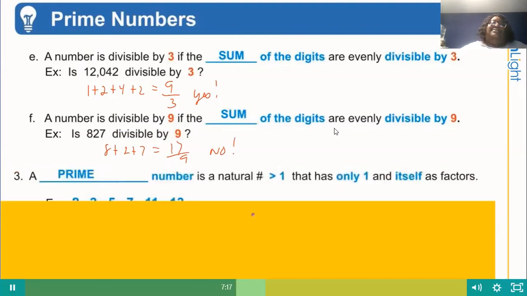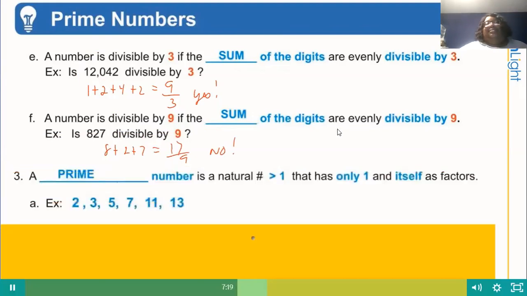Okay, next concept, prime numbers. What is a prime number? It's a natural number. Let's go back to lesson 1. Remember what natural numbers are? Okay, 1, 2, 3, 4, 5 and up, the counting numbers. Okay, so let's go over a little bit more in depth on natural numbers. And I know I've said this multiple times in class.